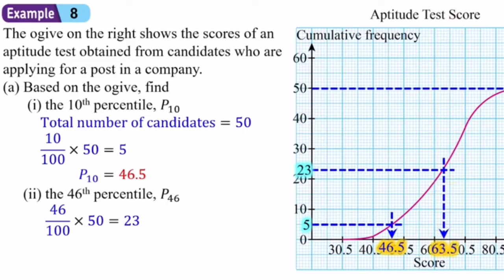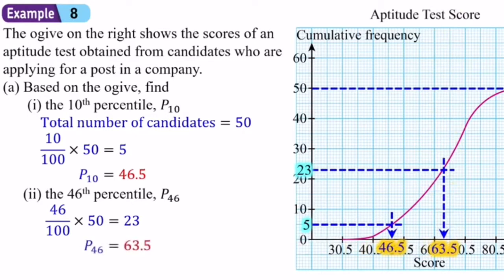So we take 60.5 plus 3. Why 3? Because you have 3 small boxes from the 60.5. So the answer is 63.5. Right, that is called the 46th percentile.